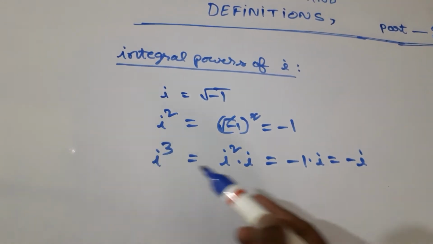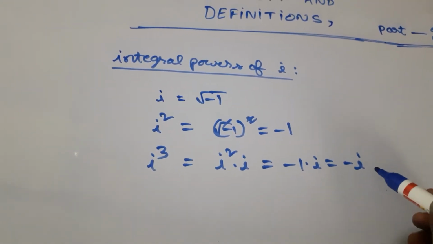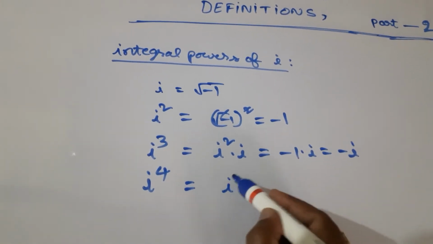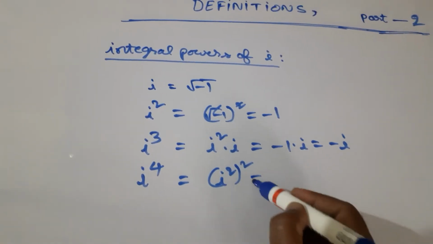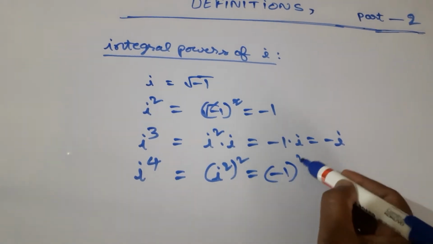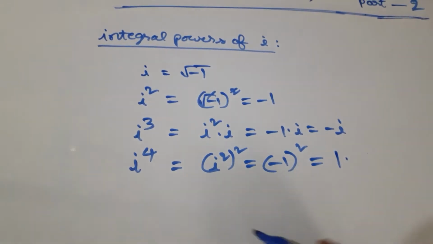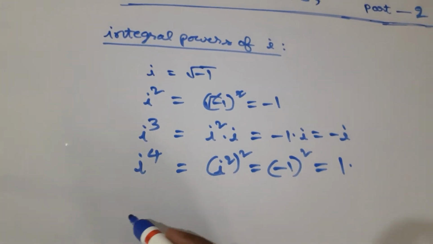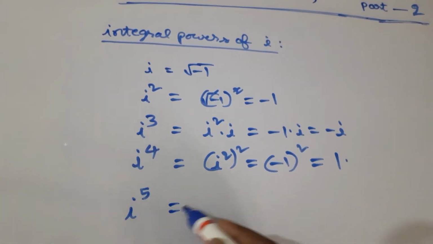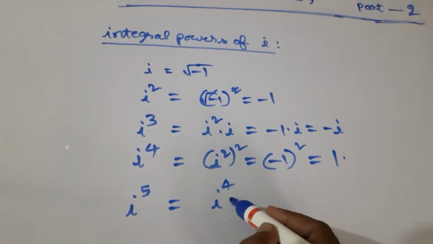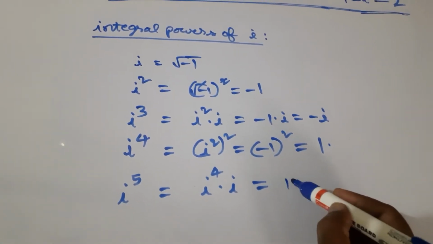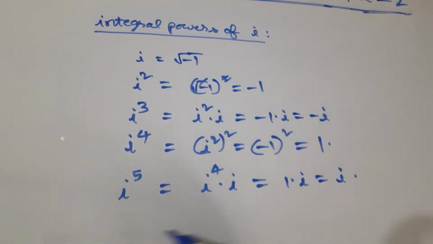So what is the value of i cube? i cube equal to minus i. How to calculate i power 4? i power 4 you write as i square whole square. i square value minus 1. Minus 1 whole square means we are getting plus 1. So what is the value of i power 4? Plus 1. How to calculate i power 5? You can write it as i power 4 into i. i power 4 value 1. So 1 into i. We are getting i only.